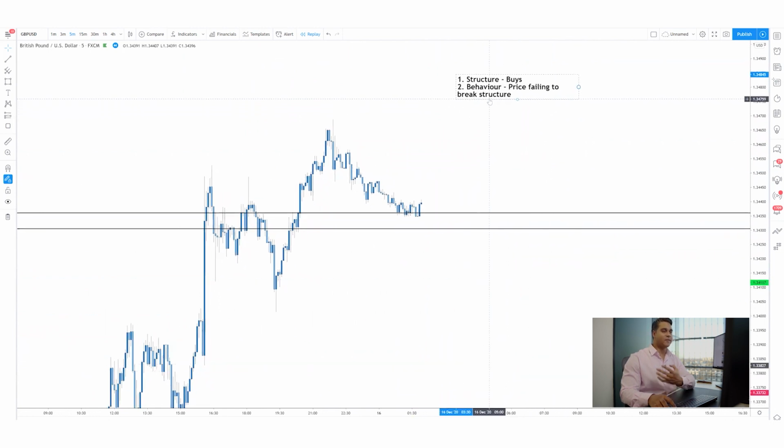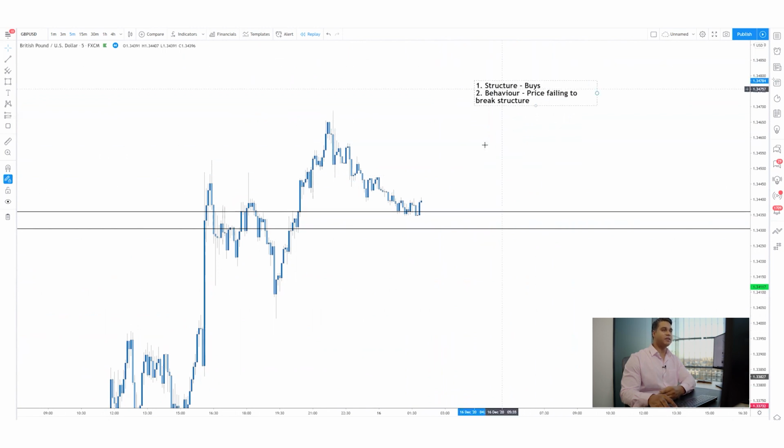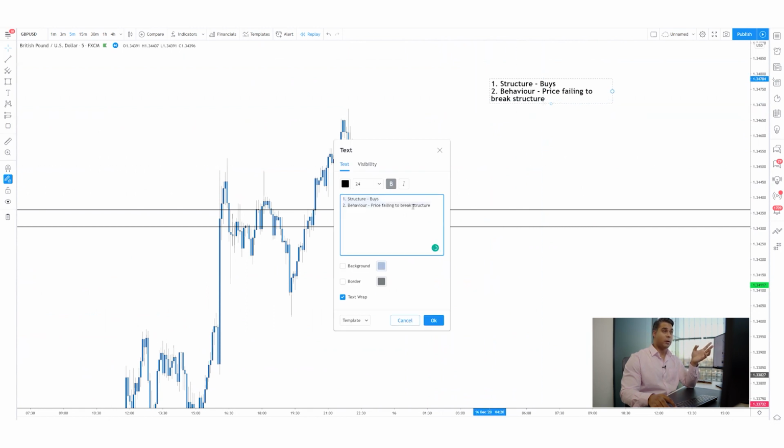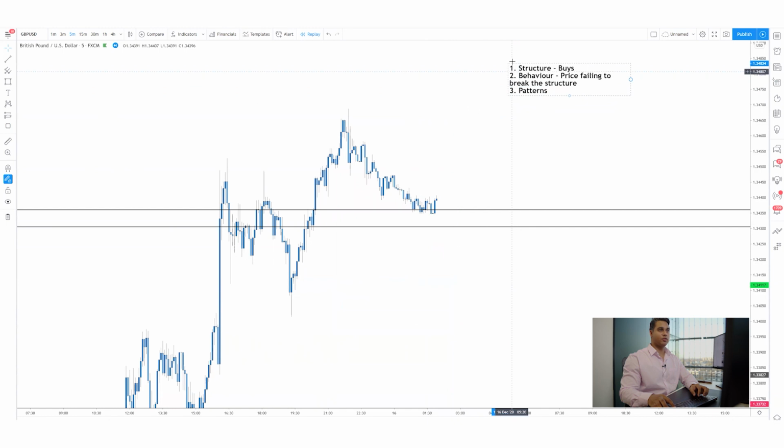Our patterns as part of an uptrend could be double bottoms. It could be retest, it could be higher low patterns, it could be breakout, break back ins, it could be whatever you want to trade, okay? It's down to you and your strategy. I'm not here to teach you a strategy, I'm here to teach you a principle, and now that's what we're looking for, patterns. Let's go to here and type in patterns, okay? So you look at this three-step process: structure, buys, behavior, price failing to break structure, 3 patterns.